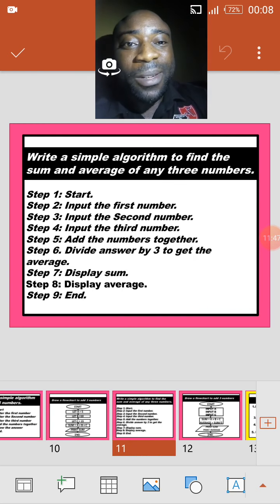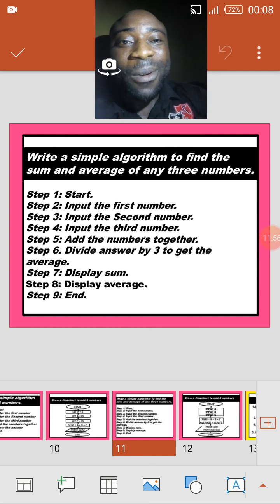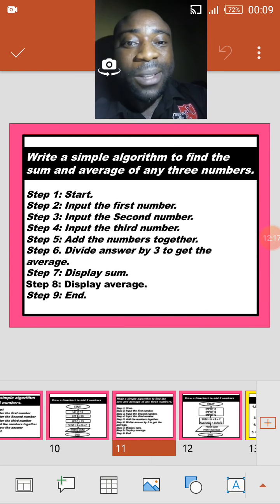Write a simple algorithm to find the sum and average of any 3 numbers. Remember, if you want to find the average, you will add all the numbers together and divide it by the number of numbers. So now let's look at the steps. Step 1, start. Step 2, input the first number. Step 3, input the second number.